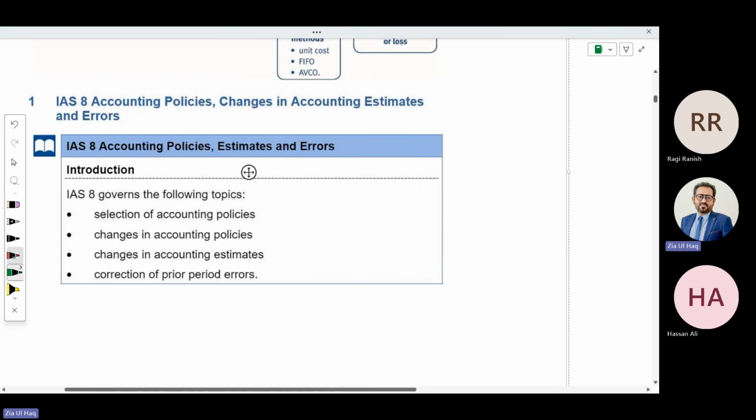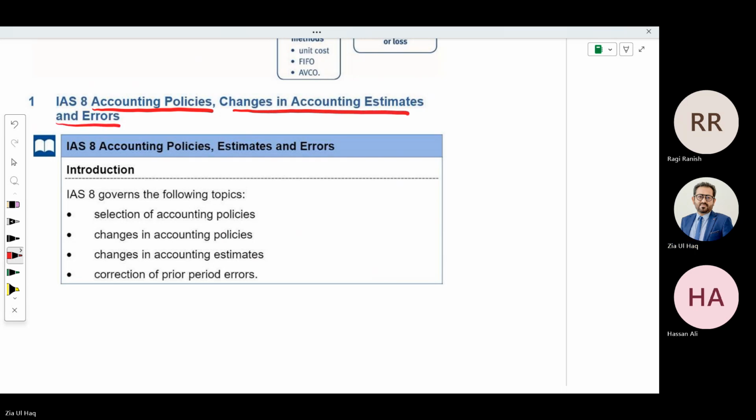The name of IAS 8 is Accounting Policies, Change in Accounting Estimates and Errors. Mainly there are 3 topics in this chapter. One is change in accounting policies. Second is change in accounting estimate. And third is prior period errors.